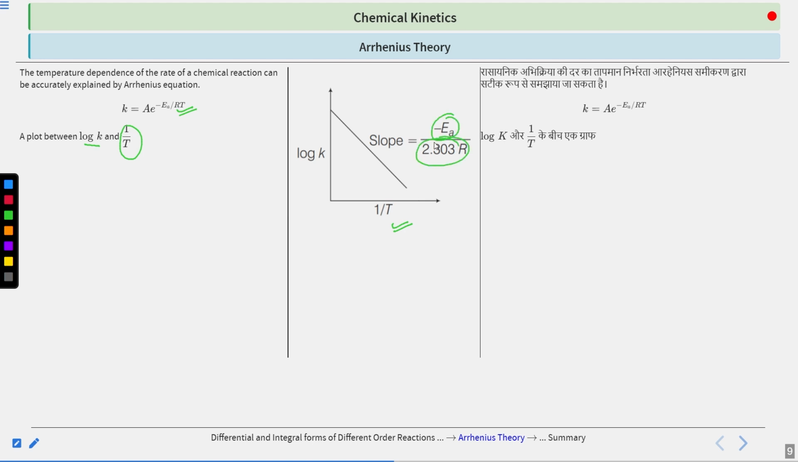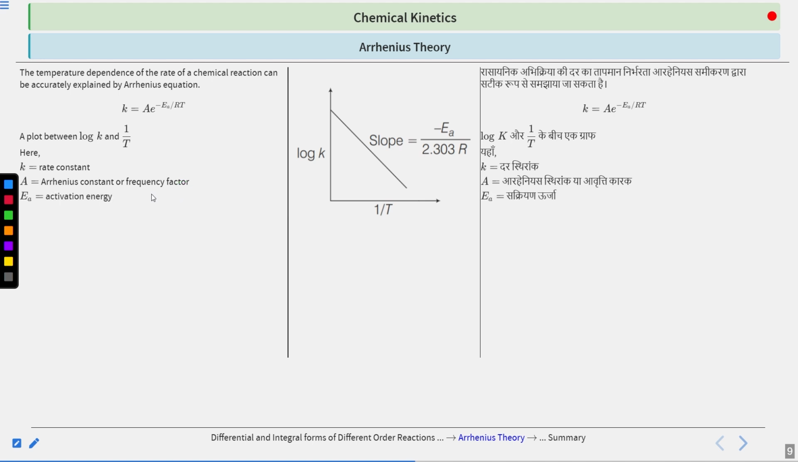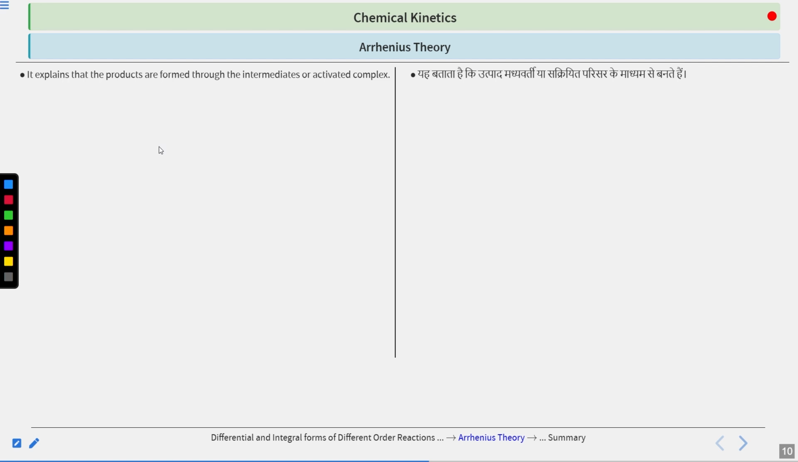Again, k is the rate constant, A is the Arrhenius constant, or frequency factor, also called the pre-exponential factor. Ea is your activation energy, and R we know very well, it is your gas constant, so I have not mentioned it. Temperature is represented by T, which is taken in Kelvin. It explains product formation through an intermediate or activated complex. Arrhenius theory is based on the fact that products are formed through intermediates or activated complex. We will see what the intermediate and the activated complex are.